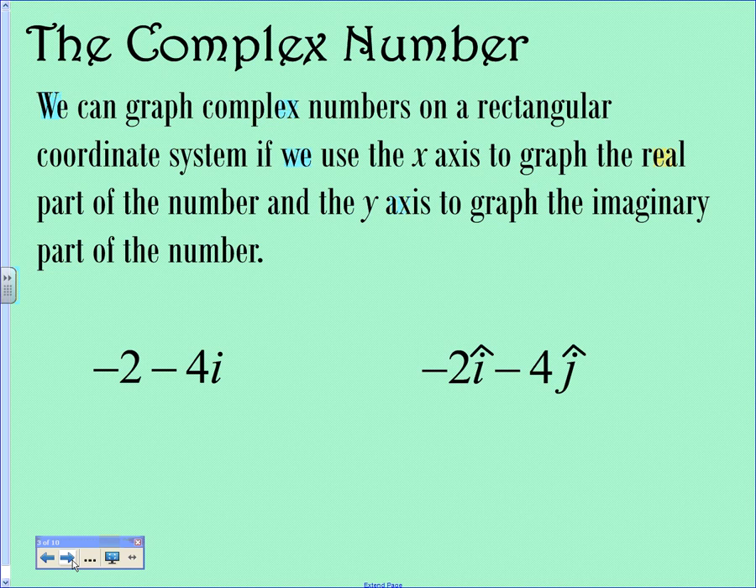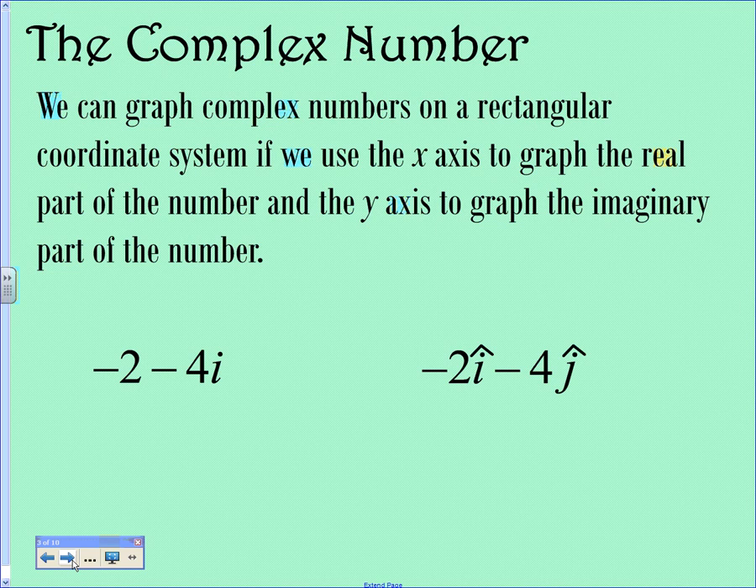The book says this is confusing at first because i indicates up and down for the graphs of complex numbers, but over on the right side it indicates right and left for graphs of vectors. Those two mean the exact same point. This is a complex number. This is a vector. There is a difference in the notation, but it gives you the same point.